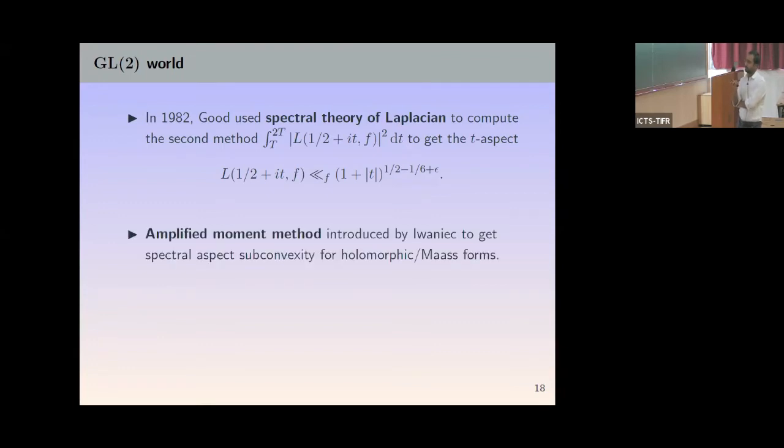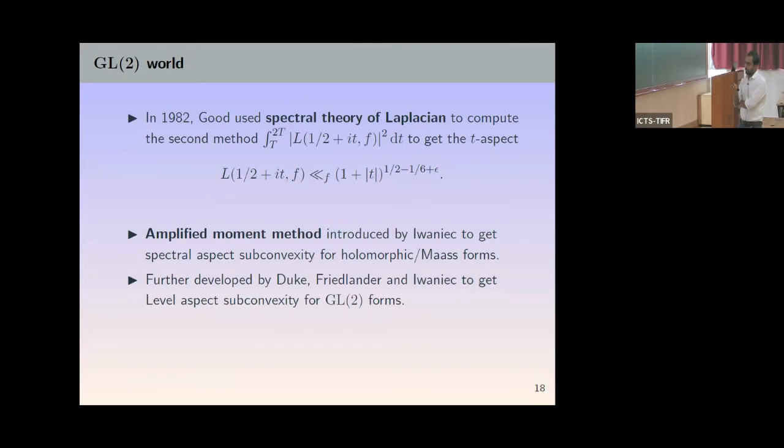And then this amplified moment method, which is one of the existing and important methods, which is still being used to solve many problems in subconvexity. It was introduced by Iwaniec, and the first such instance was to get spectral aspect subconvexity for holomorphic or Maass forms. And then there were further developments by Duke, Friedlander, and Iwaniec, and they solved level aspect subconvexity for GL2 forms.